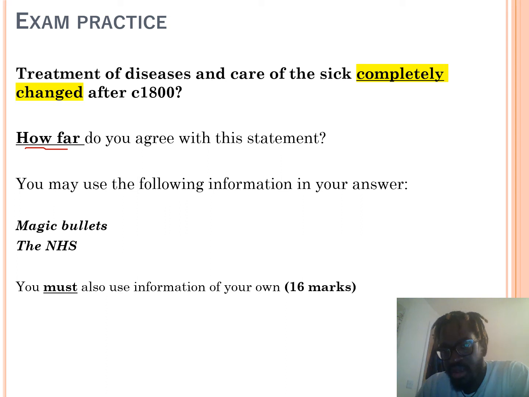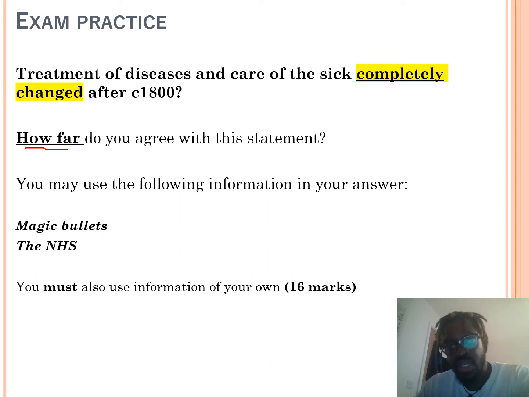The key here, because some of you will look at those two bullet points and wonder which one's the disagree: earlier on, I think slide 2 or 3, I gave an extension question about magic bullets. Think about it. The question says completely changed. Maybe, and I don't want to give the answer away, you can argue with one of your paragraphs that there's a slight change but not a complete change.